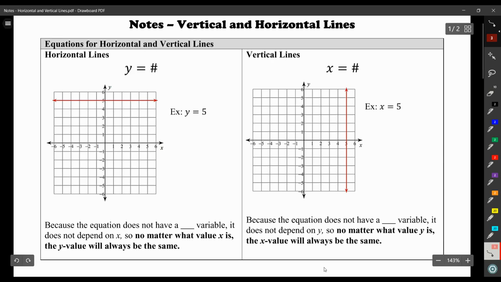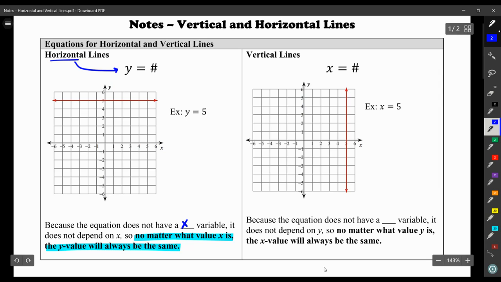Horizontal and vertical lines. Horizontal lines are always in the form of y equals a number. Since the equation does not have an x variable, it doesn't depend on x. So no matter what value x is, y will always be the same. In this case, the y's are always 5.